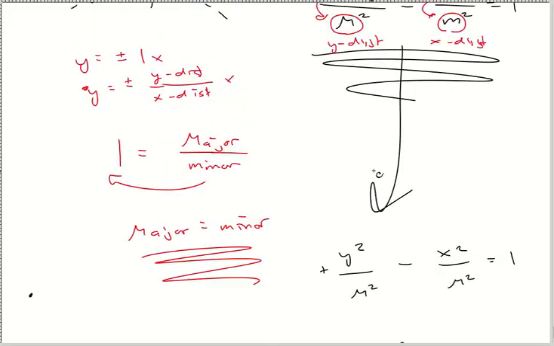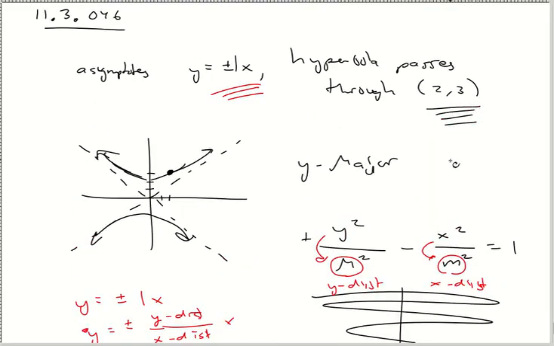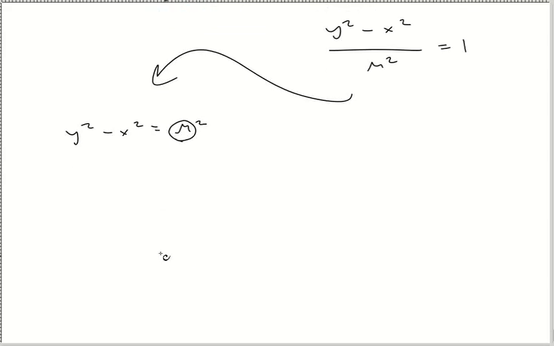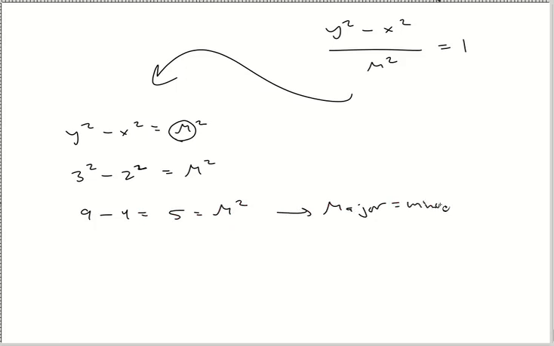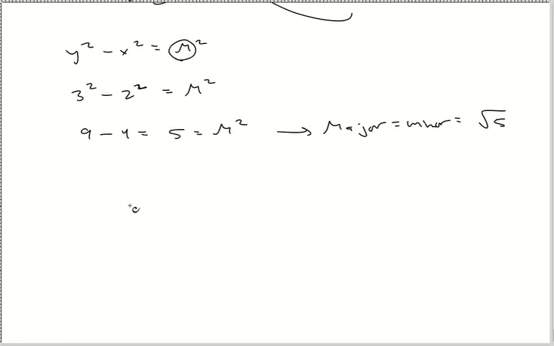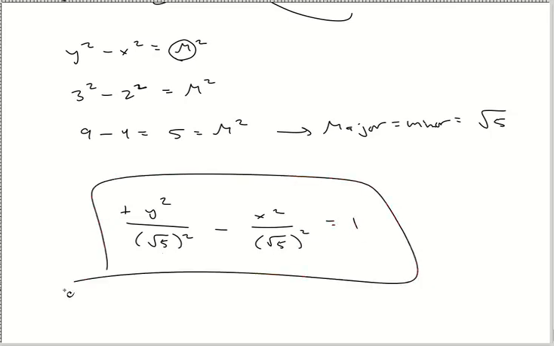What are my x's and y's? Well, they gave me a point, (2, 3), so I can plug that in now. 3 squared minus 2 squared is equal to my m squared, major and minor in this case. 9 minus 4 is 5. That's my m squared. So technically my major and my minor, which in this case are both the same, is the square root of 5. And so I can go back to my final answer. This was a y major, so it goes first, then an x minor. Notice that there just happened to be the same number twice, and that is okay.